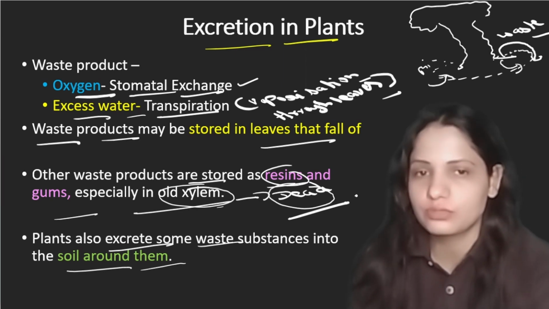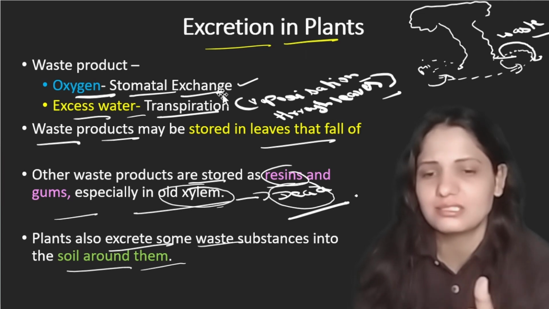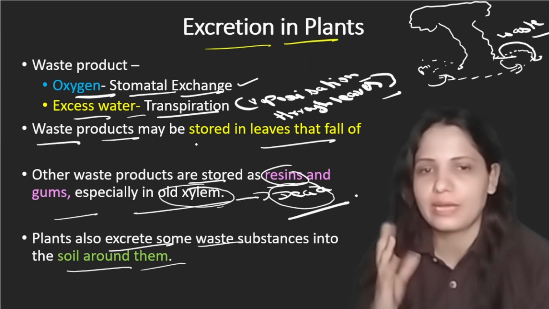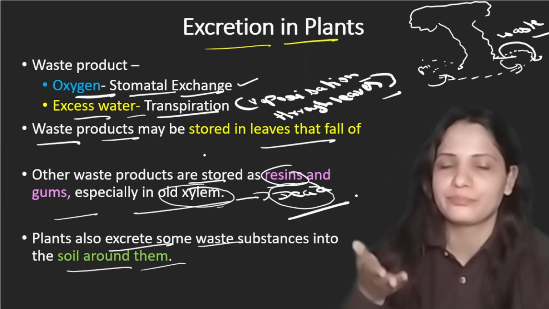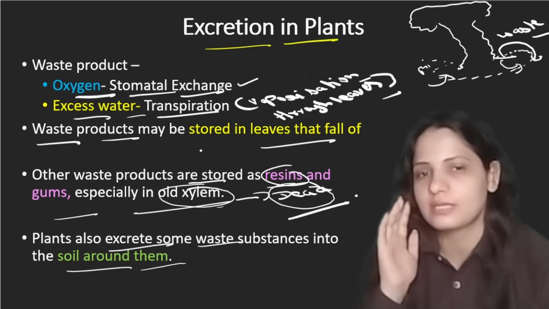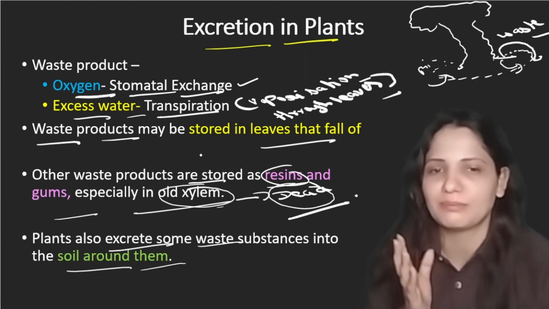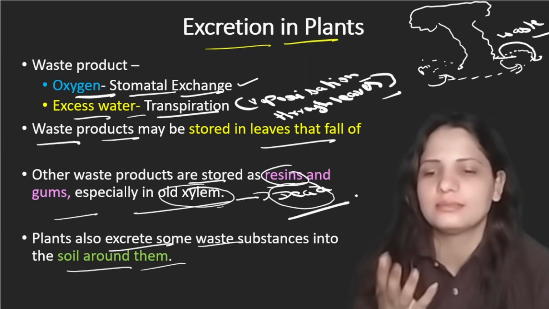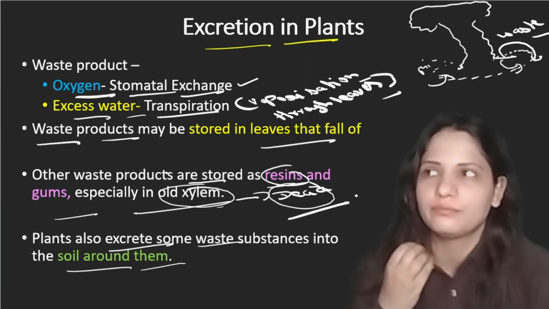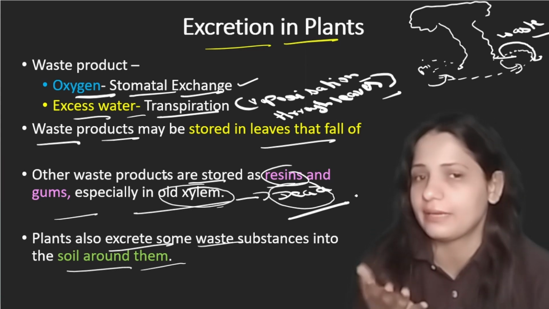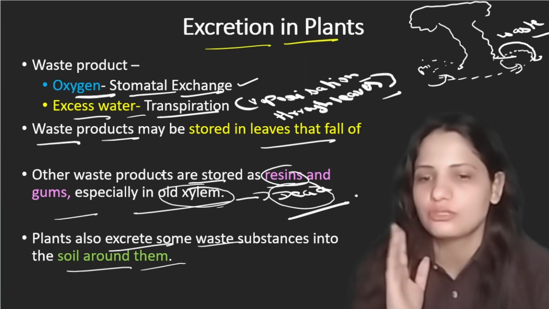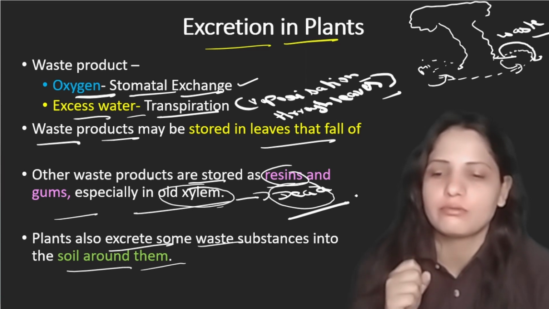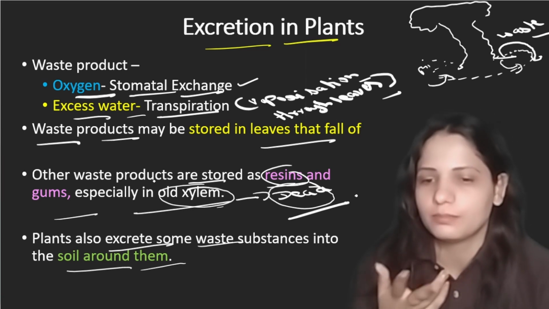So this is the process of excretion in plants, and this is very simple. In humans we had the excretory system, structure, function, and process, but in the case of plants it is very simple. In plants there is no need of a very specialized organ like the kidney. This function is performed by already present parts of the plant.